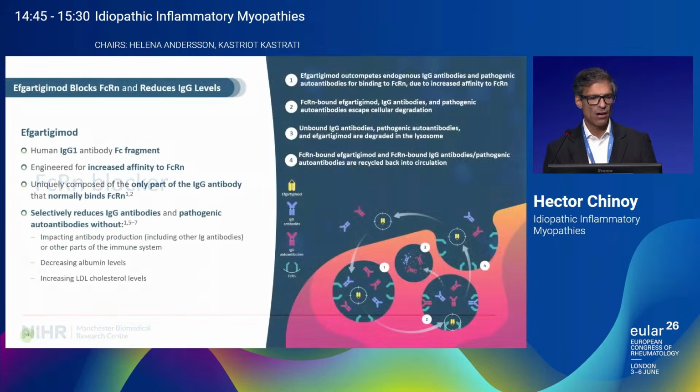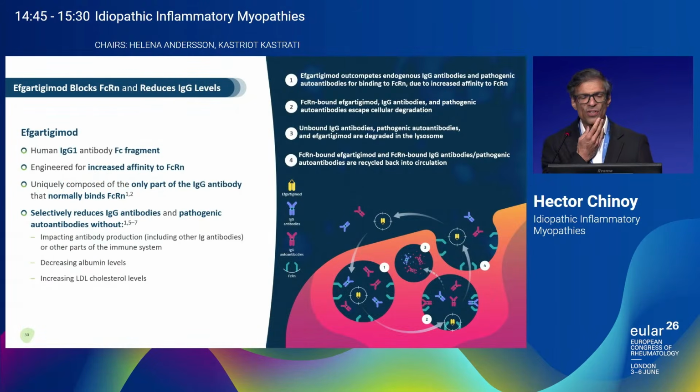So we've got FcRn. I'll just walk you through efgartigimod, which is a human IgG1 antibody Fc fragment engineered for increased affinity to FcRn. So if you look at the cartoon on the right-hand side, the yellow guy is efgartigimod, and the green receptor is FcRn within your cell. And what efgartigimod does is it outcompetes endogenous IgG and pathogenic antibodies for binding to FcRn. It's in the molecule's interest to bind to FcRn because then the molecules stay intact and then escape cellular degradation and then get recycled back into the circulation.